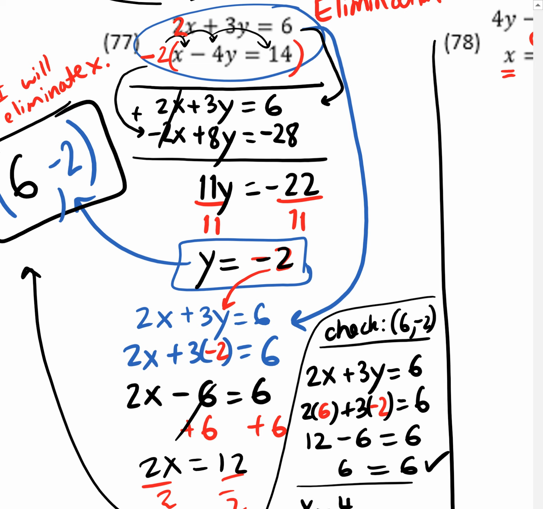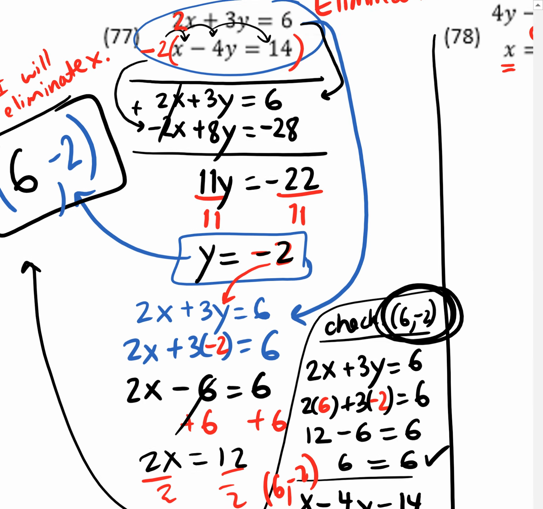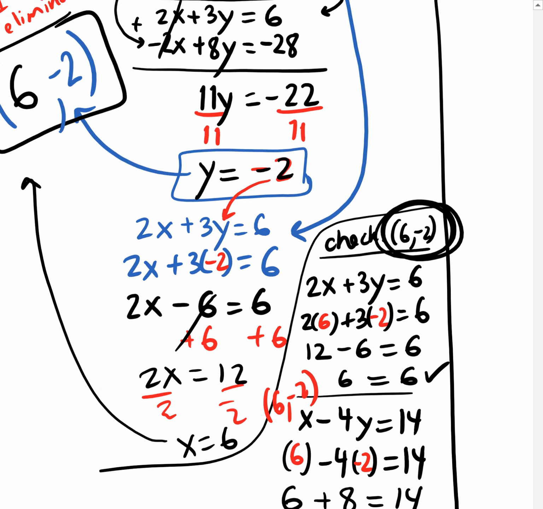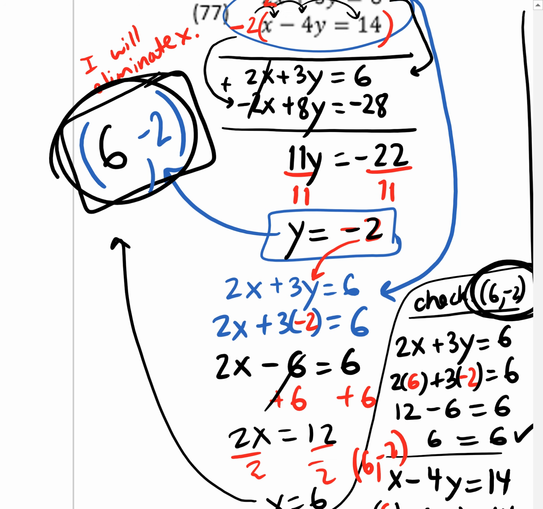In the original problem, it was x minus 4y equals 14. But I'm replacing the x and the y values with 6 and -2 respectively. So 6 is going for x, -2 is going for y. If this one's true, that means this is the correct solution. 6, and -2 times -4 is positive 8. And that's true, 6 plus 8 is 14. That means the solution we got is the right one for sure. No question about it.